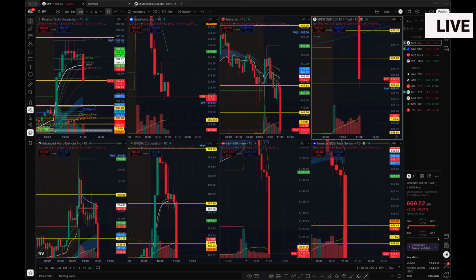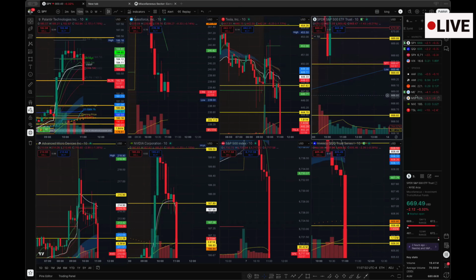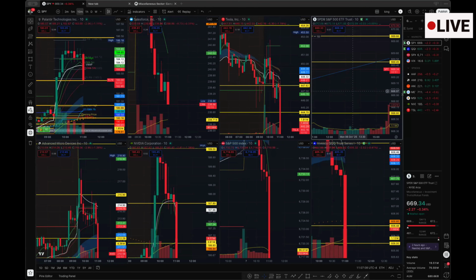If it does break below the 669.45, we're going to get paid. This is yesterday's low of the day. If it breaks yesterday's low of the day, we are out of the regression trend. There's no reason why it can't go. All right, yesterday's low of the day breaking.